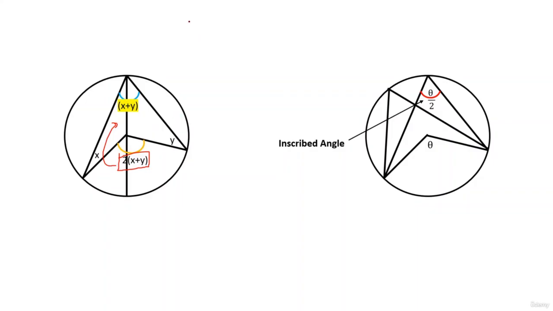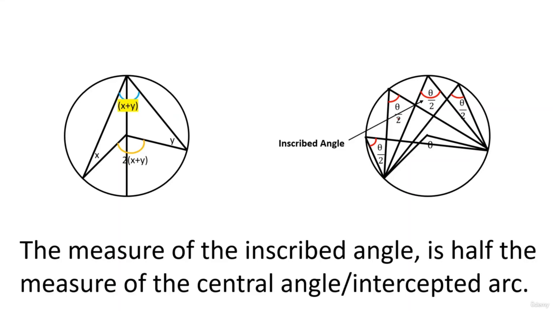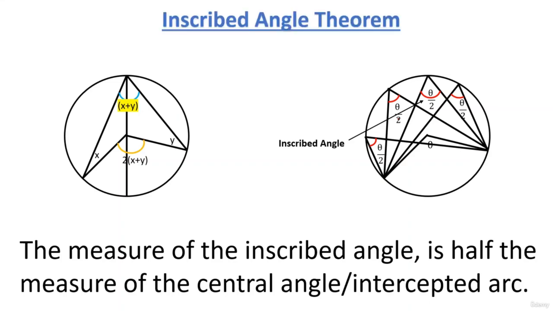So for that matter, you can make the angle anywhere you like. See, I've given you 3 different positions. You can have many more if you want. You can make this point somewhere over here also, so this angle will also be theta by 2. You can have this point here also, so the angle will still be theta by 2. So all these angles here, guys, will be theta by 2, right? And we can call this in the form of a statement. The statement is: the measure of the inscribed angle is half the measure of the central angle or the intercepted arc. This is called the inscribed angle theorem.